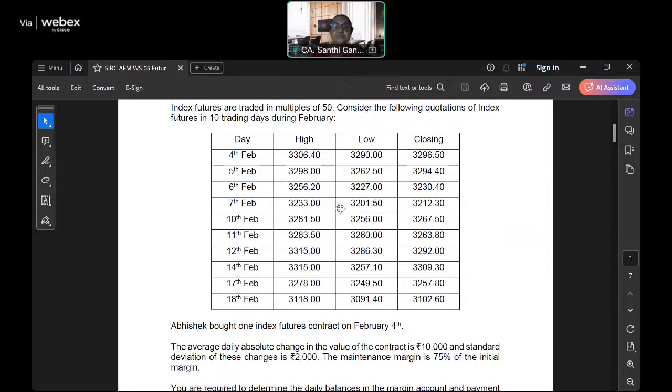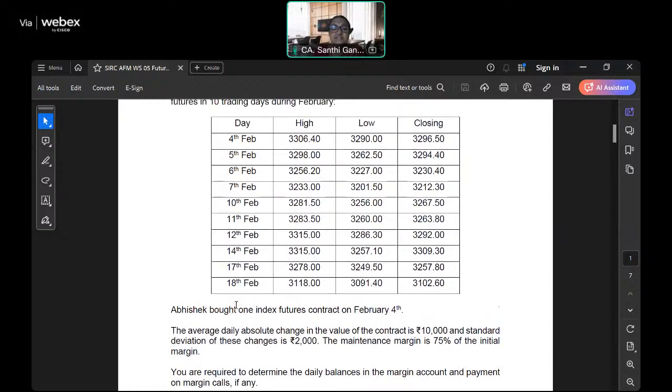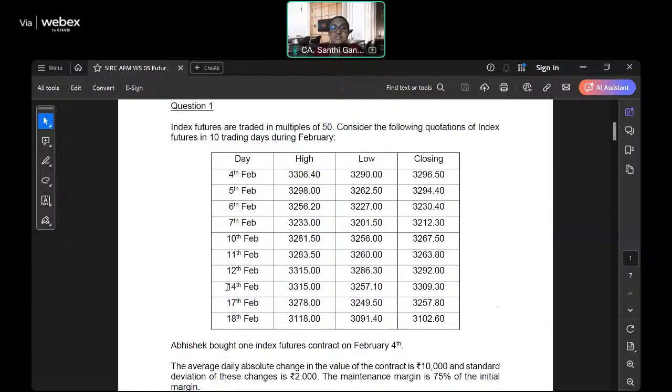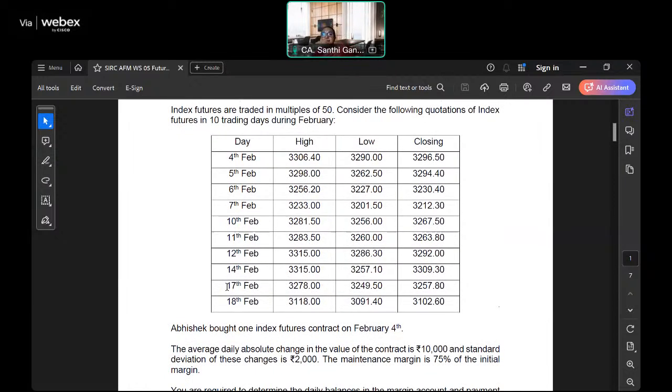So now let us look at a problem on margin account. See what is to be done. So now you have a problem. You are required to determine the daily balance in the margin account and payment of margin calls, if any. So you have index futures which are traded in multiples of 50. So quotations are given. You have high, low, closing. Among high, low, closing, we are interested in taking only the closing value.